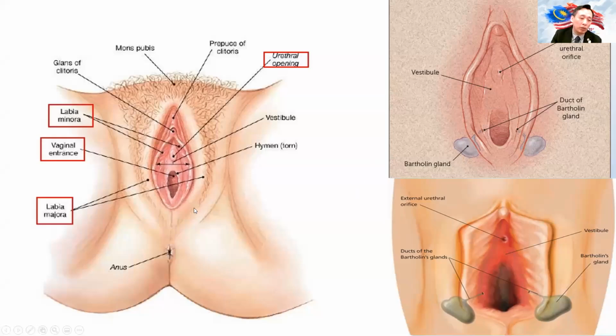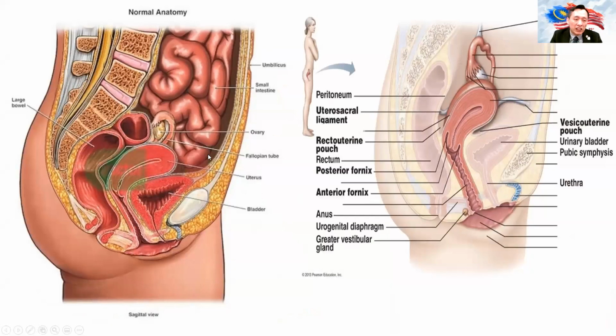There's a Bartholin gland at the 5 o'clock and 7 o'clock near the posterior fossa. There's a vaginal opening, urethra, and clitoris. There's a mons pubis here. All right, this is a sagittal view of the female internal organs. You have the skin, tummy fat, intestine, bladder, uterus, rectum, spine, and also your back.